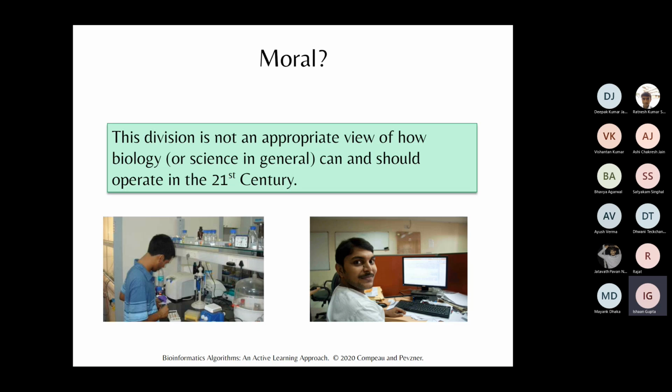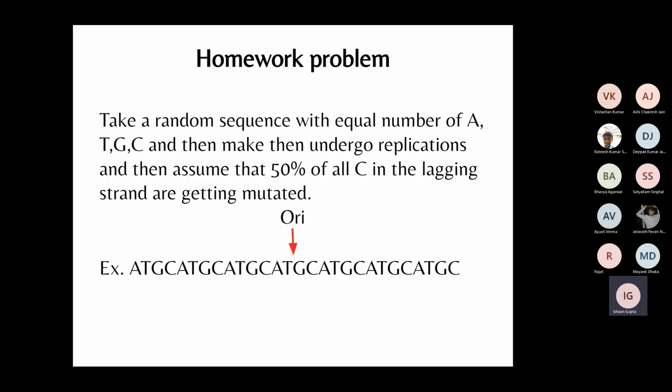So the moral of the first problem that we have tried to solve is that there is no appropriate division of how biology in general should operate. You gather some information from how processes happen, how replication is happening, and then you can use these ideas to define computational problems and come up with solutions to these problems.